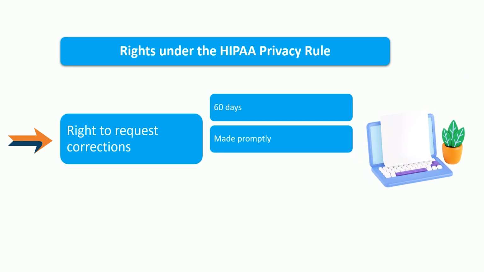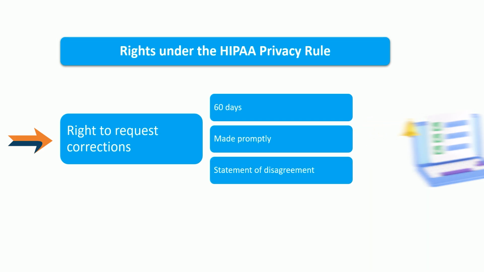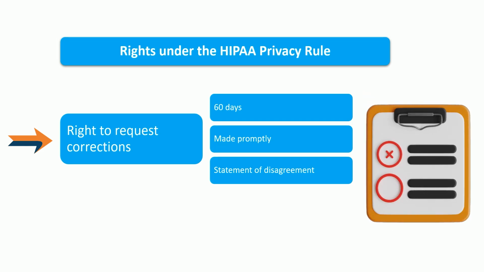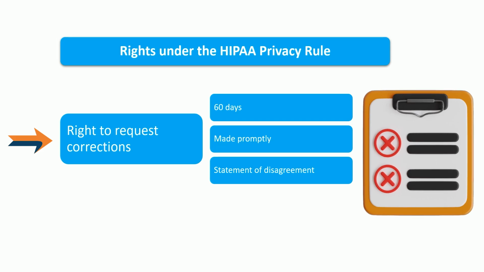If the provider agrees with the request, the correction must be made promptly. If the provider denies the request, they must provide a written denial and inform the patient of their right to submit a statement of disagreement.